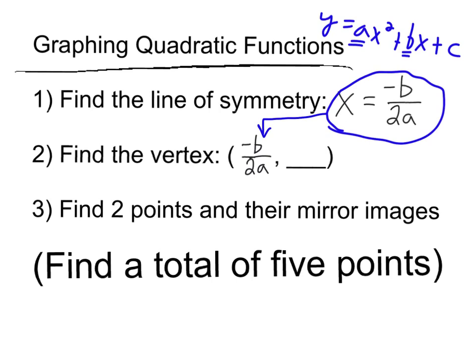Besides the vertex, we are going to find 2 points and their mirror images. So that's going to give us a total of 5 points. We've got the vertex, we've got 2 points plus their mirror images. Okay, that is a total of 5 points. With 5 points, that's going to give us a pretty good idea of what this parabola is doing, what this graph is going to look like. Again, it's a little bit more going on than just a straight line, and so we need more points to be able to graph this well.